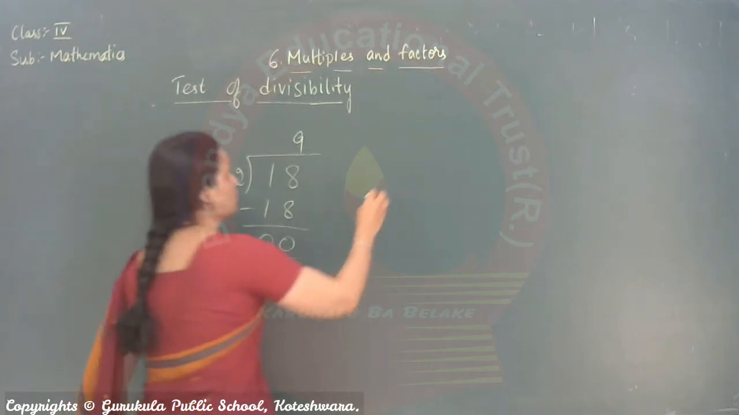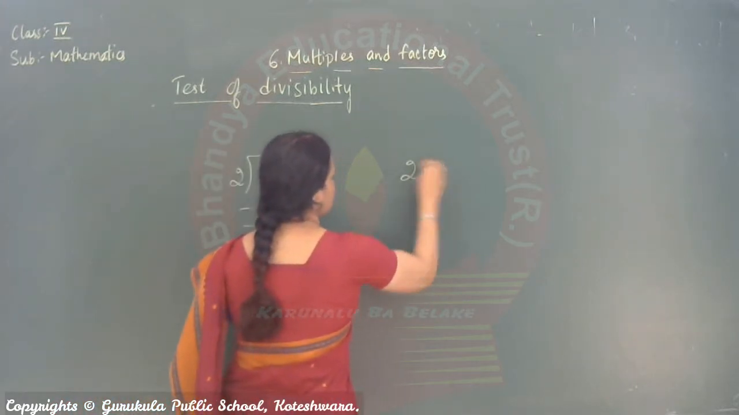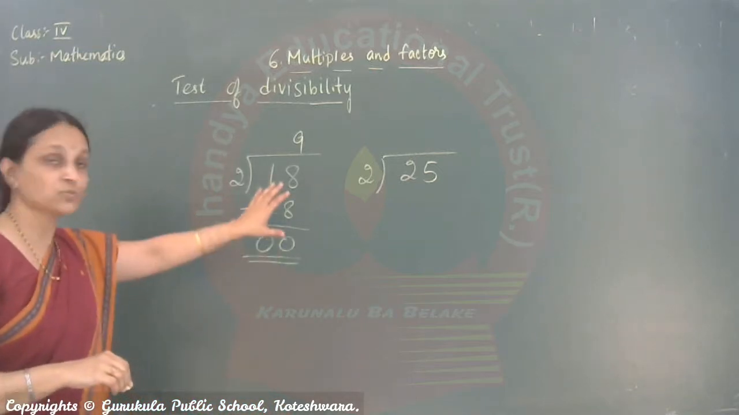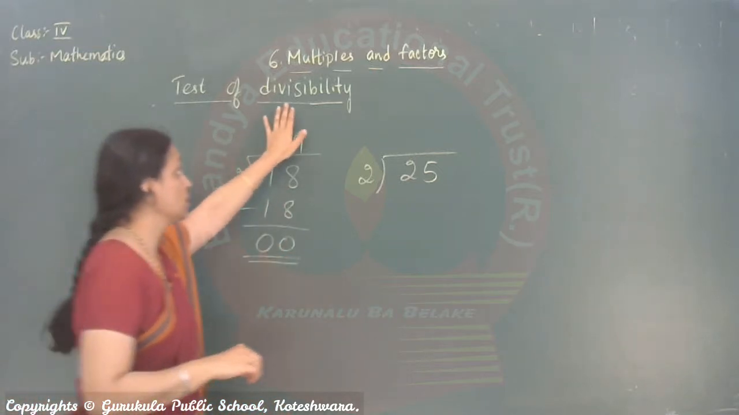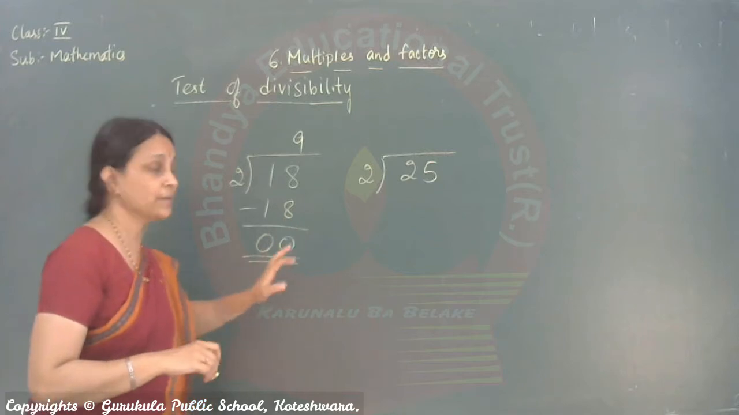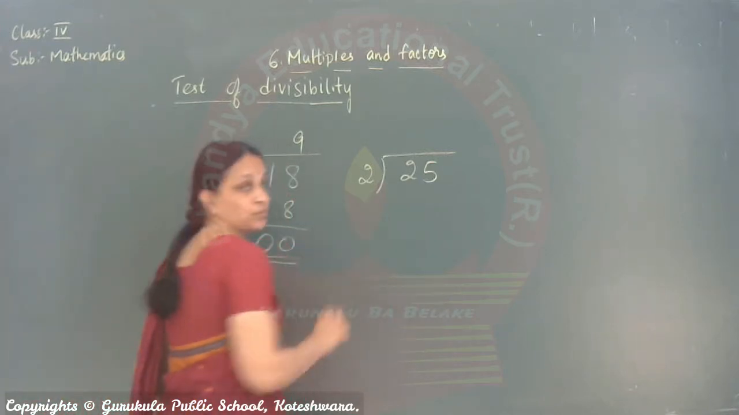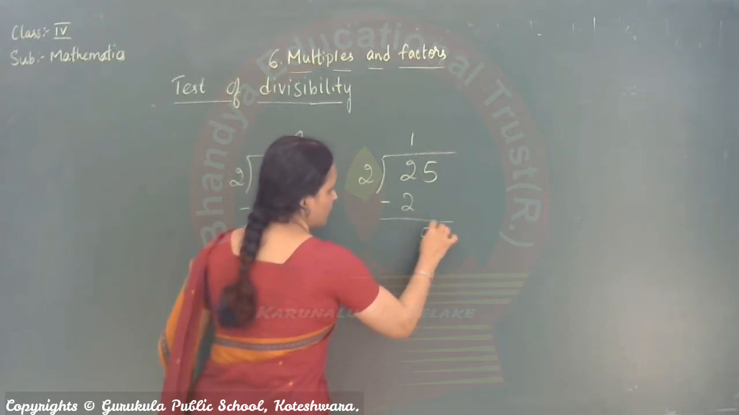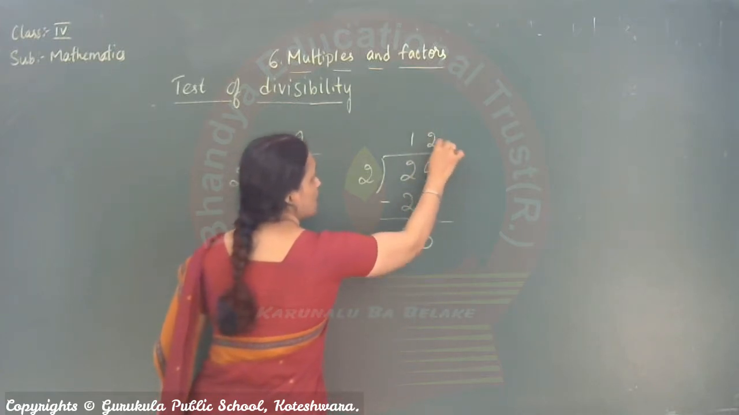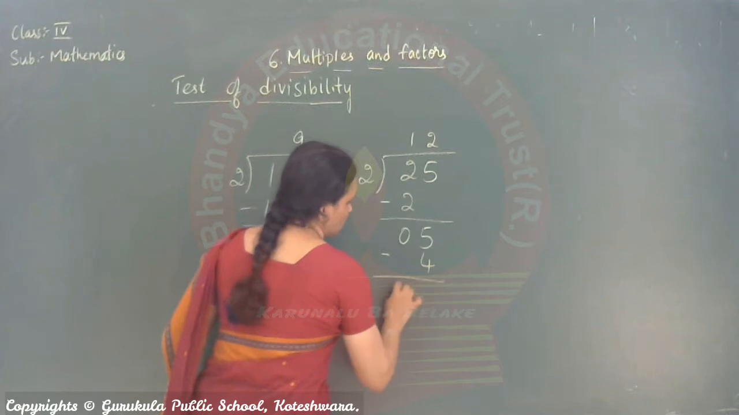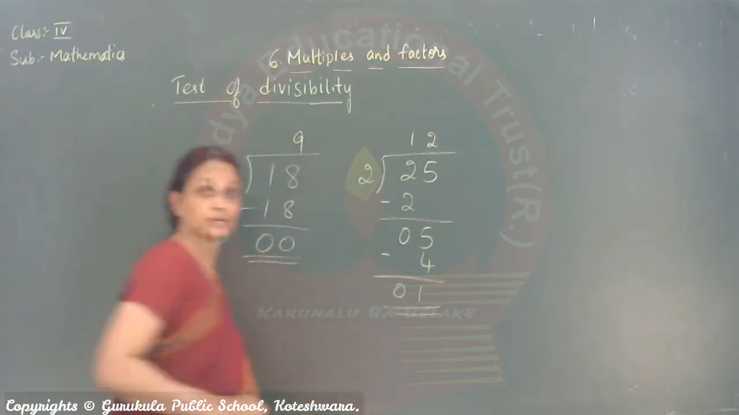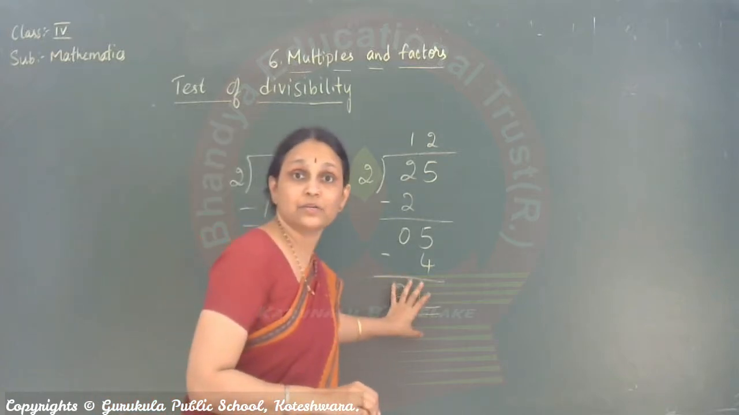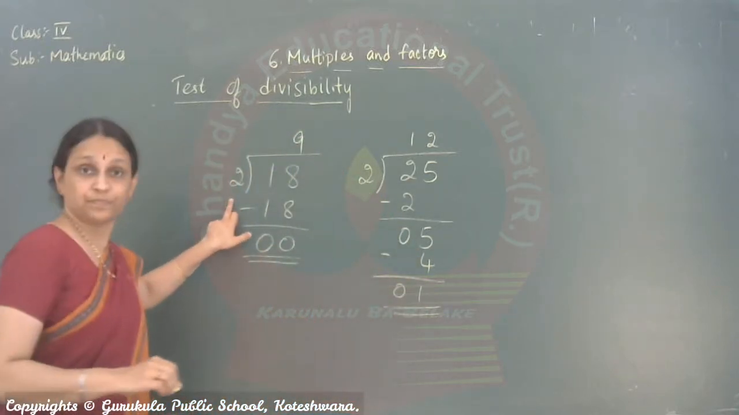Next, suppose you take 25 and you have to divide by 2. I have taken very small numbers because I want to teach you only the concept of divisibility. Now, this also you may say, ma'am, 2 ones are 2, 5 down, 2 twos are 4, 1 is the remainder. Here no remainder, here there is a remainder when you divide by 2.